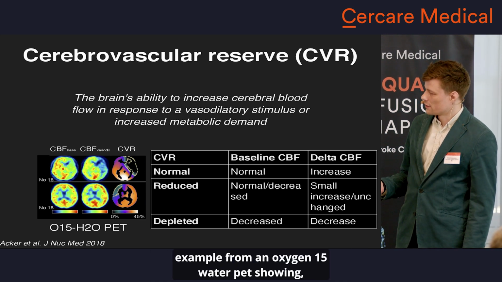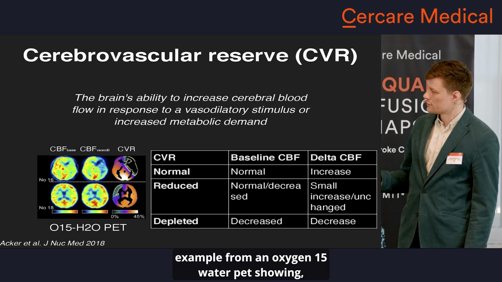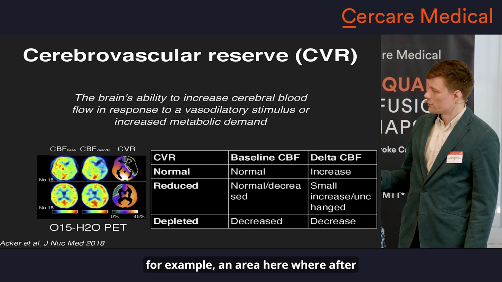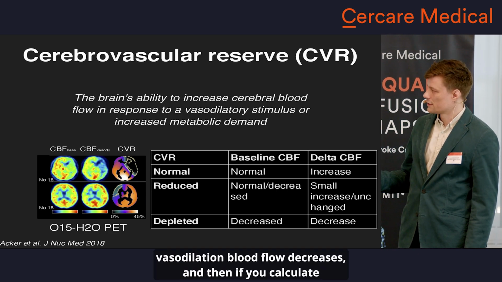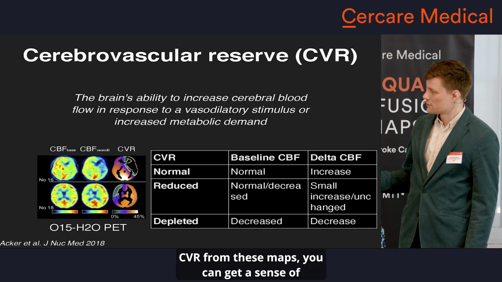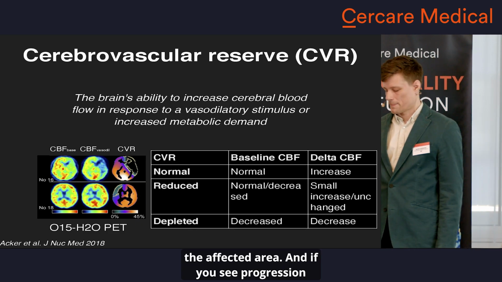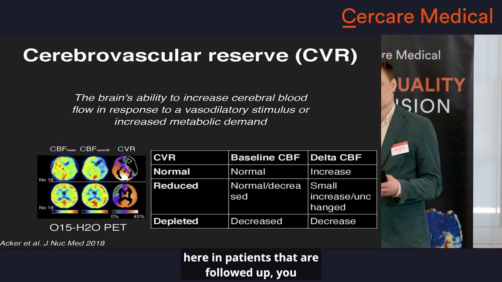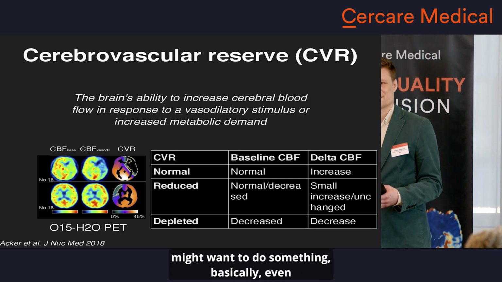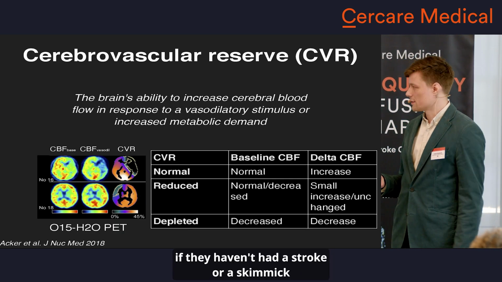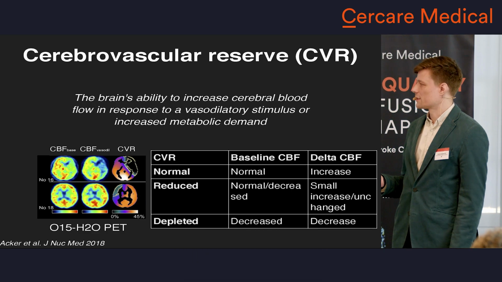Here's an example from an oxygen-15 water PET showing, for example, an area here where blood flow decreases after vasodilation, and then if you calculate CVR from these maps, you can get a sense of the affected area. And if you see progression in patients that are followed up, you might want to do something, basically, even if they haven't had a stroke or ischemic attack.